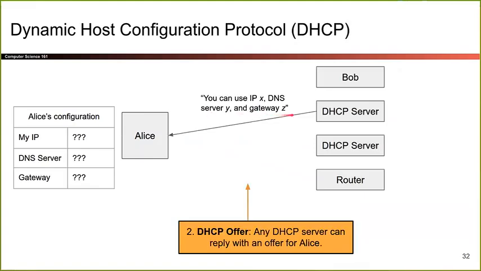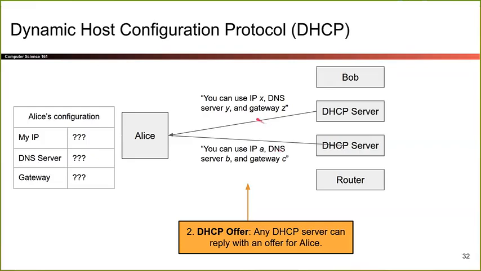So any DHCP server, so these are special machines on the local area network that are designed to answer these questions, will respond with an offer. So the DHCP server says, well, I can help you. I can give you this IP address. You can use this DNS server, and you can use this gateway. And it's possible that more DHCP servers respond. So here's another one. This one says, I can use this IP address, this DNS server, and this gateway. So if there are multiple DHCP servers, multiple of them can answer, but usually there's only one. In this diagram there's two, but in most cases, there's only one.